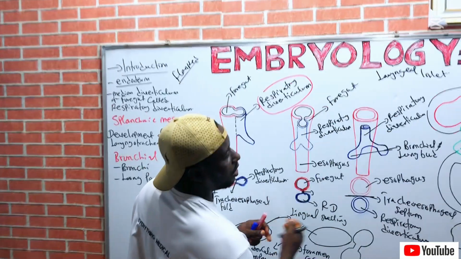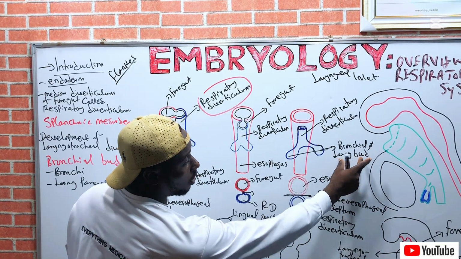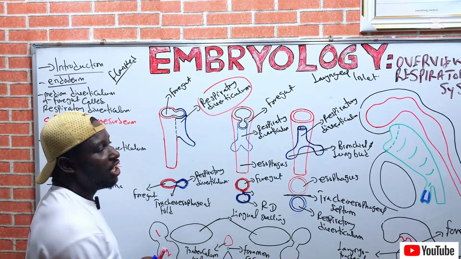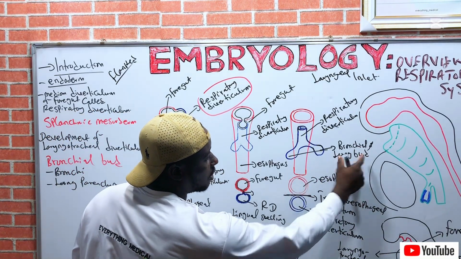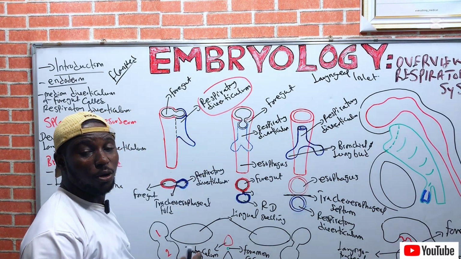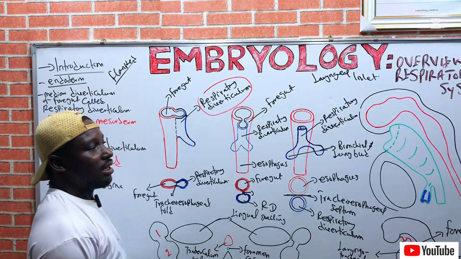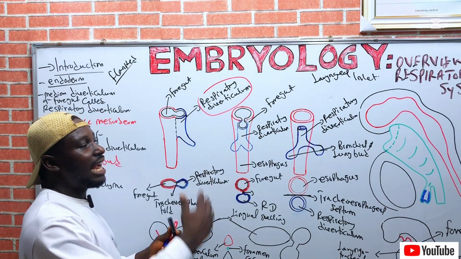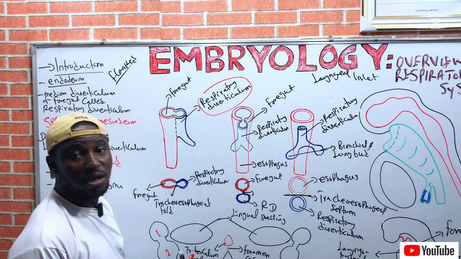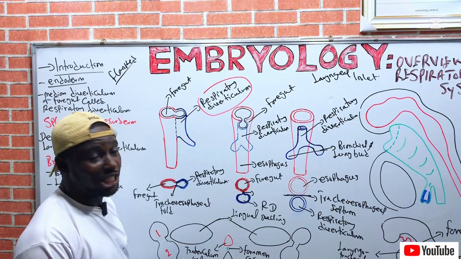Now, each of these lung buds invaginate into the pericardioperitoneal canal. Each of these lung buds, the right and left of them, invaginate into the pericardioperitoneal canal, right? Now, the right and left pericardioperitoneal canal chooses to form the right and left pleural cavity, respectively.